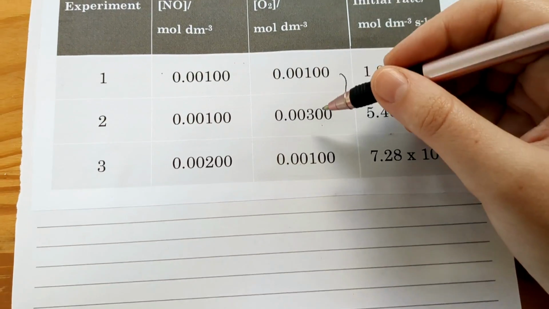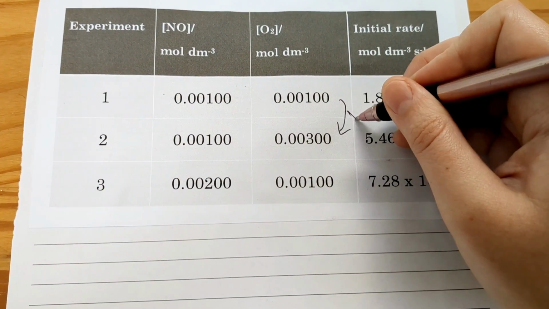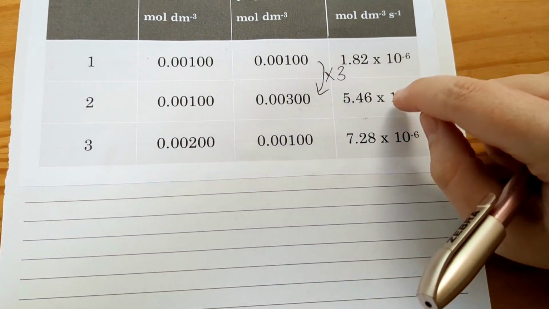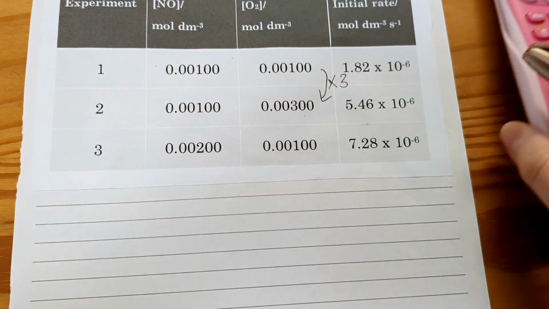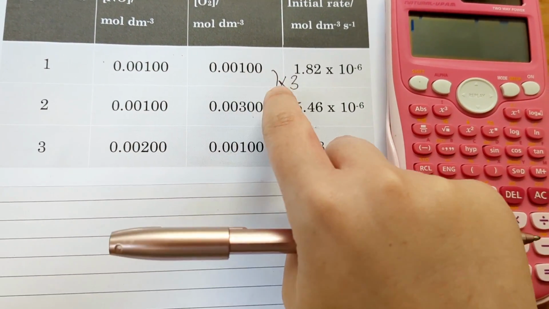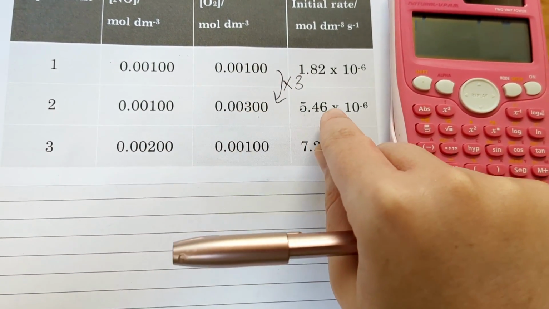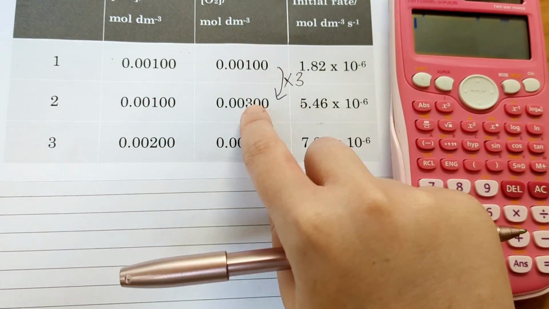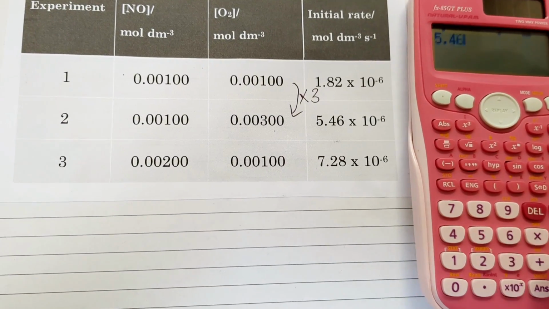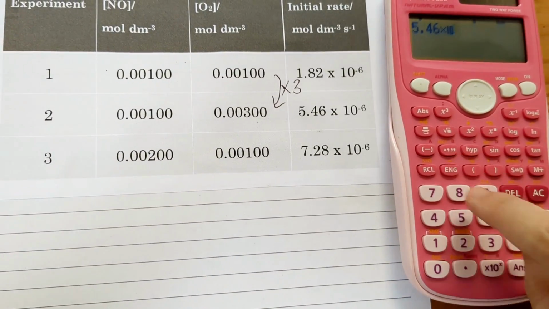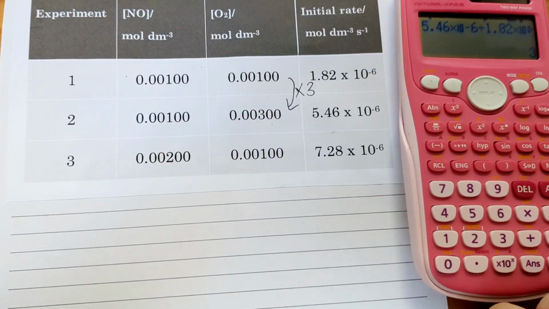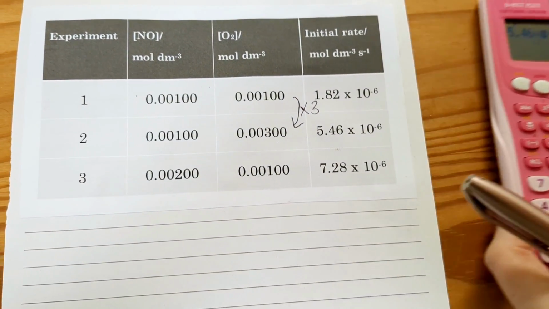So if I have a look at these numbers then, the oxygen concentration is increasing by a factor of 3, and then we want to find out what the rate is doing. So if I was going to do that on a calculator, I'd do this number over this number to get 3. And here I'm going to do the same thing. So I'm going to do the row 2 value over the row 1 value. So 5.46 times 10 to the minus 6 over 1.82 times 10 to the minus 6. And we also get 3.